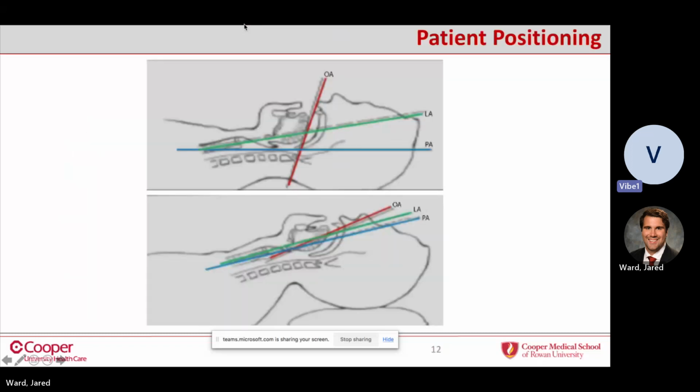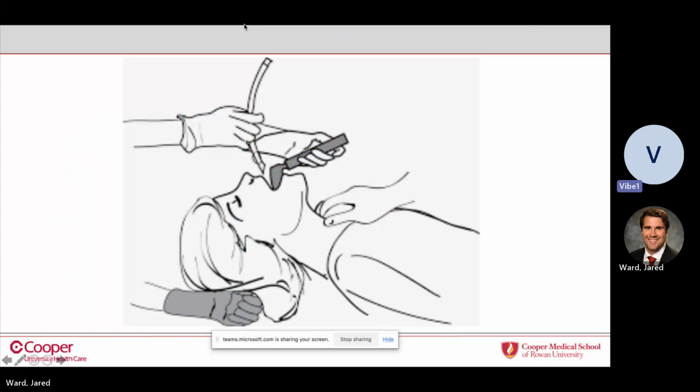So if you don't adjust the patient, when you go in to look in their mouth, you're basically looking at the back part of their throat, right? If you get their head up and their chin forward and the ears are in line with the sternum, now when you go in, you're looking at the vocal cords, right?